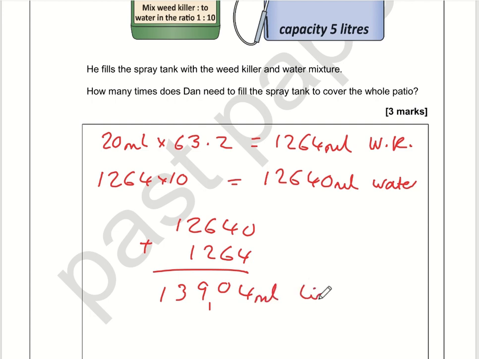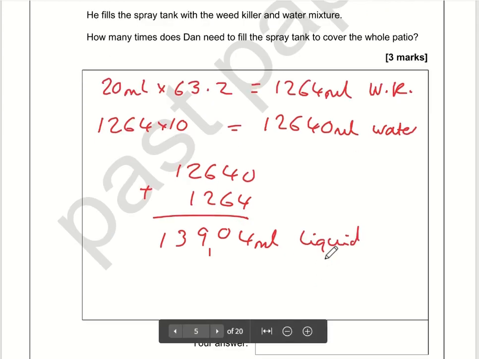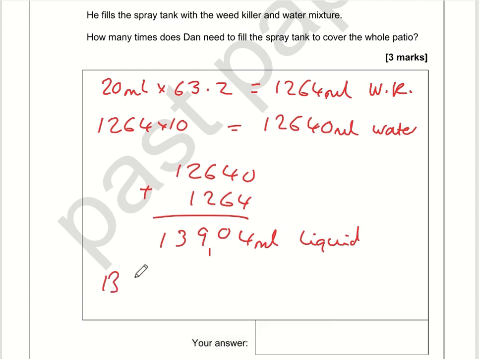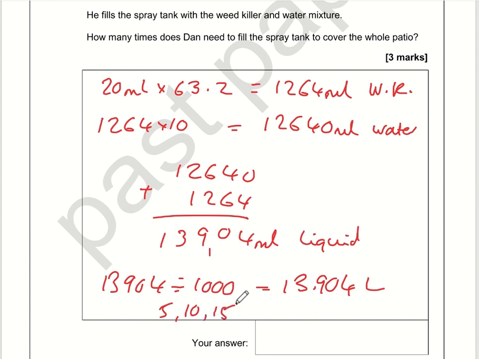So that's millilitres of liquid. Now the capacity of the container is in litres, and there are 1,000 millilitres in a litre, so how many litres is that? That's 13,904 divided by 1,000, so that's 13.904 litres. If the capacity is 5 litres, then if I fill it up twice, that's 10 litres. So I'll need to fill it up a third time. I don't need to fill it right to the top, but it will need to be filled 3 times.